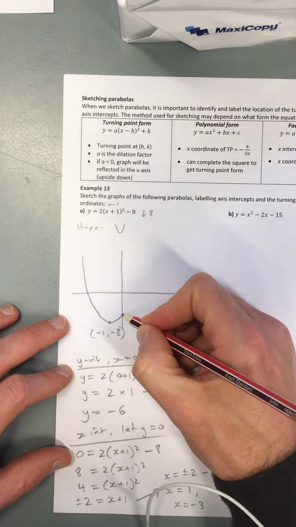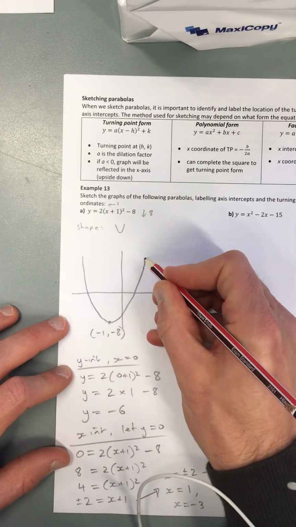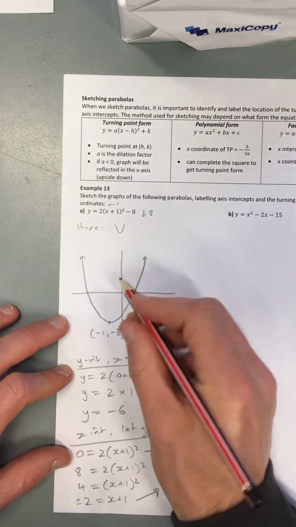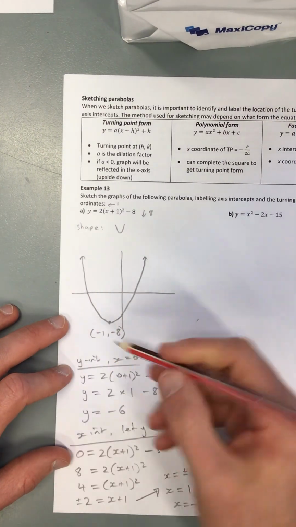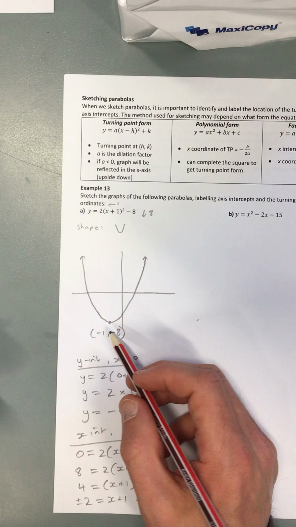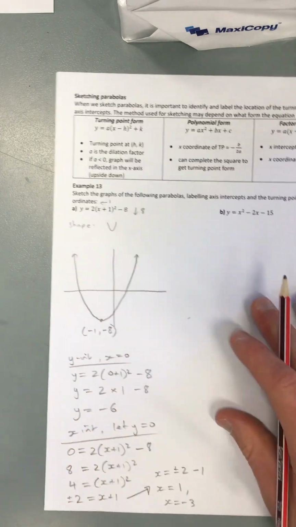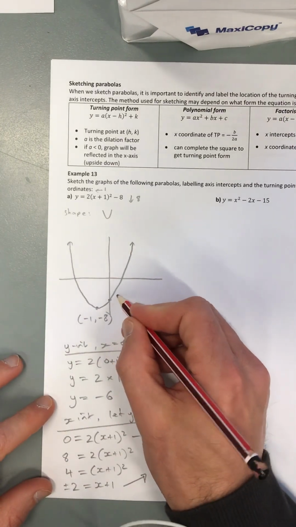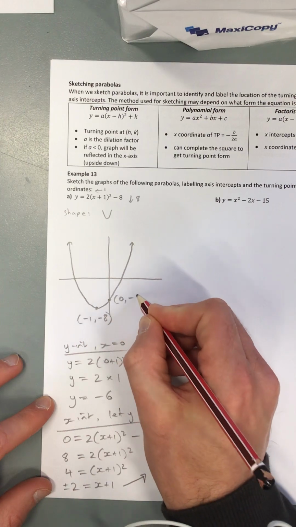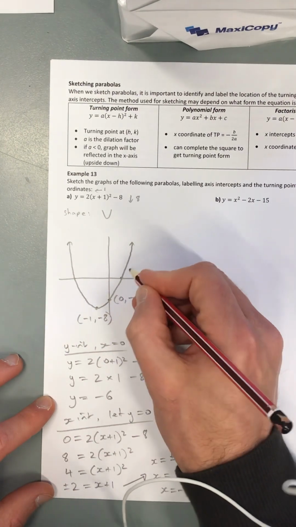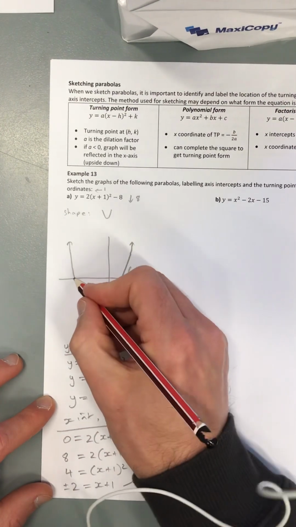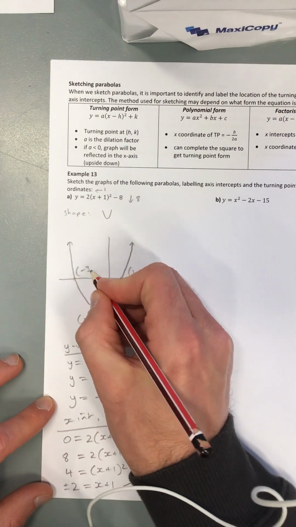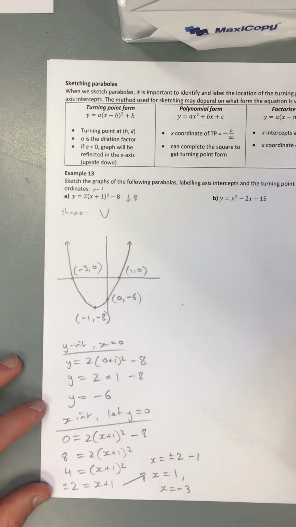Now, easier said than done, but always try to make sure your parabolas look symmetric on either side of the turning point, because they should be, and that they're curvy at the turning point and not like a sharp V shape. And of course, let's label the coordinates that we found. Y-intercept was -6. This x-intercept was 1, 0. That's -3, 0.